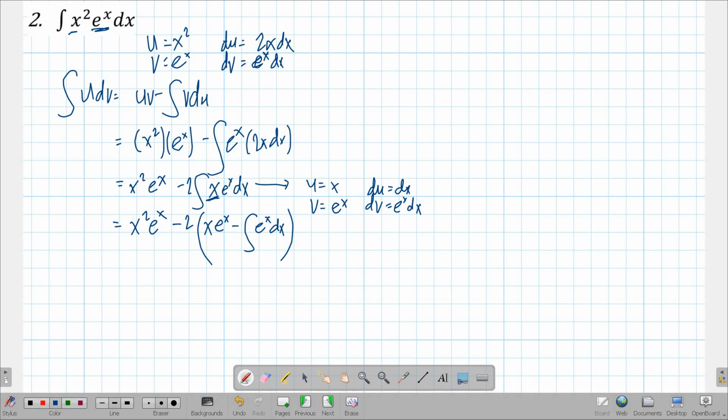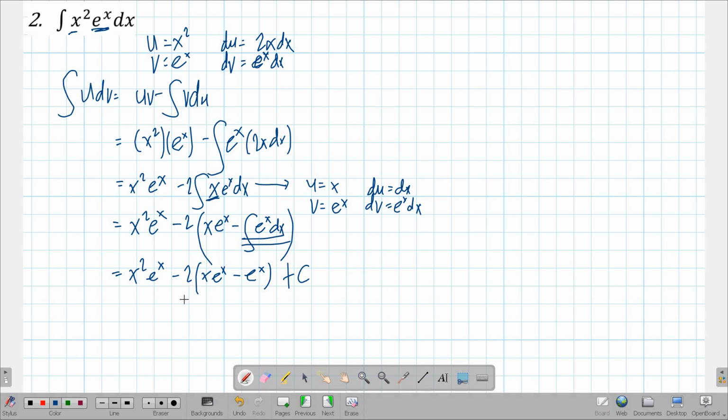So now we know that this is now according to our formulas. So we're going to have x squared e raised to x minus 2 times x times e raised to x minus e raised to x. Then our plus c already so that we don't forget.